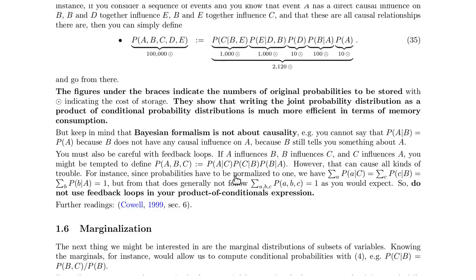Another remark here is that there may not be loops in the sense that, like given here, P of A given C, P of C given B, P of B given A. That does not work.